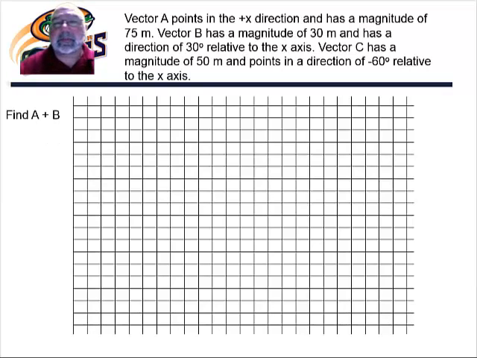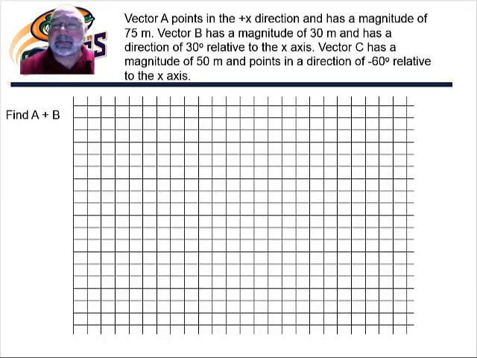Welcome back. Now we're going to do some actual practice, drawing some vectors and graphically coming up with the solution. Vector A points in the positive x direction and has a magnitude of 75 meters. Vector B has a magnitude of 30 meters and it has a direction relative to the x-axis. I don't care about vector C for this problem, so I'm not going to read it to you. We want to find vector A plus vector B, what that adds up to.